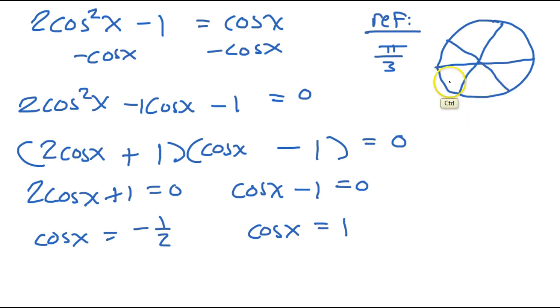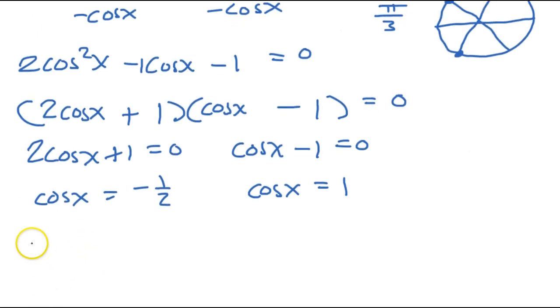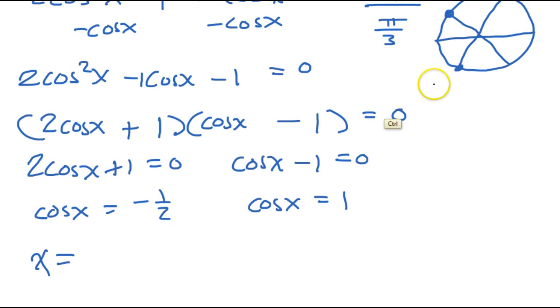So these are a bunch of pi over 3s. The cosine in this case is negative though. Cosine is an x value, it will be negative on the left-hand side. So that's why the two solutions that I'm going to get so far are 2 pi over 3 and 4 pi over 3.